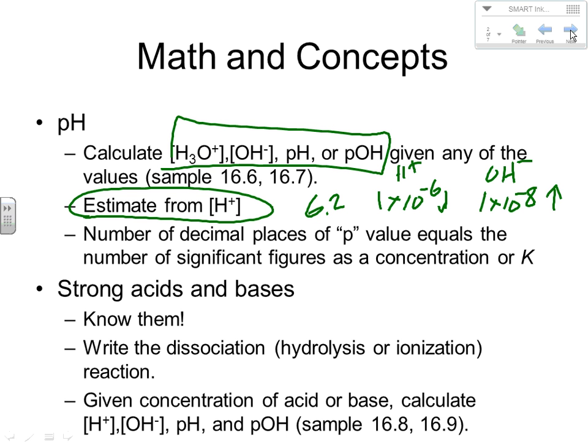Typically, we write it as a hydrolysis, but sometimes you'll be asked for the ionization. The difference between these is whether we're adding water or just breaking it apart. And remember, strong, single arrow; weak, double arrow. Given the concentration of a strong acid or base, you should be able to calculate the H plus, the OH minus, the pH, and the pOH. There are a couple of sample problems in the chapter, number 8 and number 9, that deal with that.